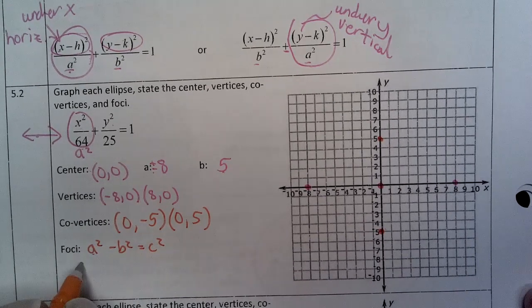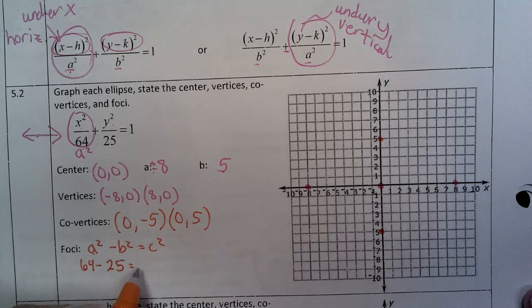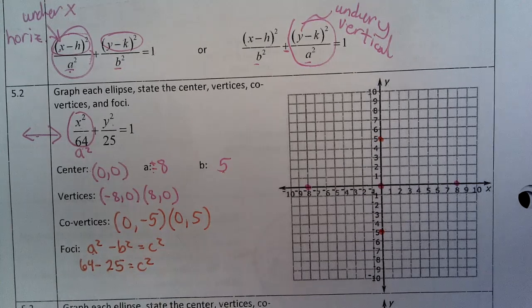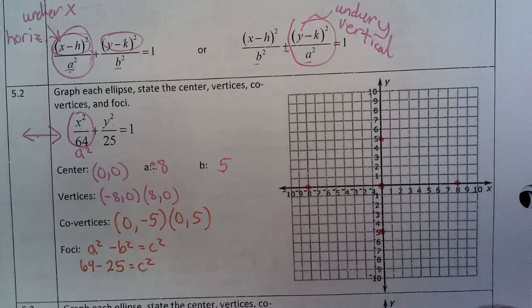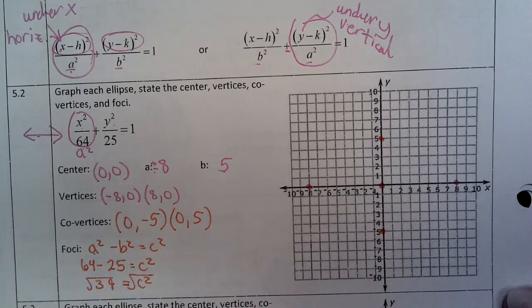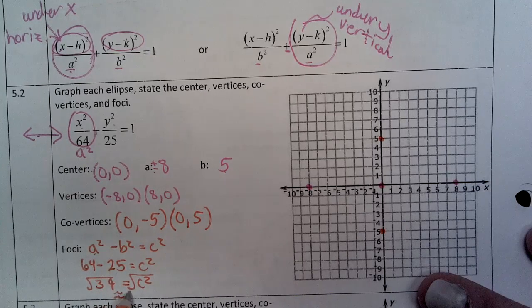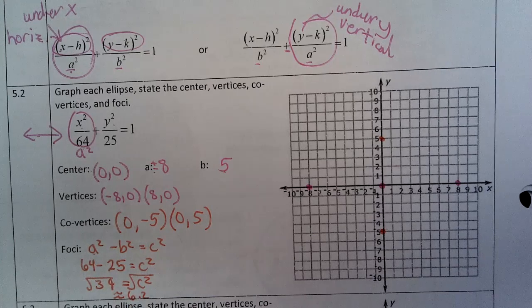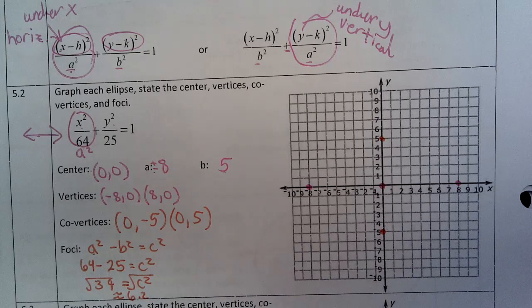And so my a squared is 64 minus my b squared equals my c squared. Okay, 64 minus 25 is 39. So the square root of 39 is about 6.2. So it's between 36 and 49, so I know it's around 6 point something.